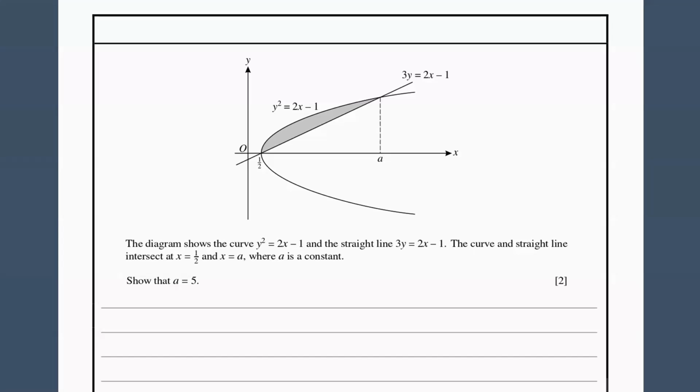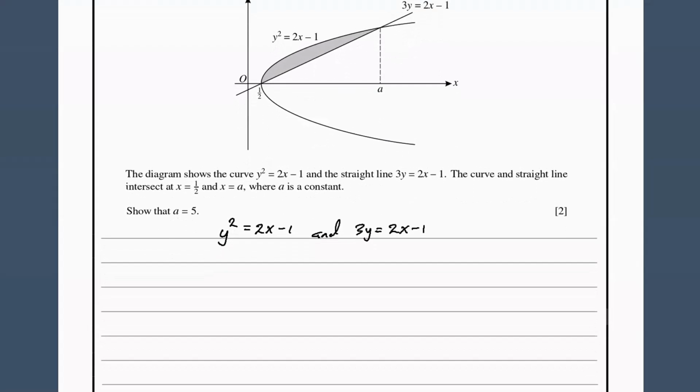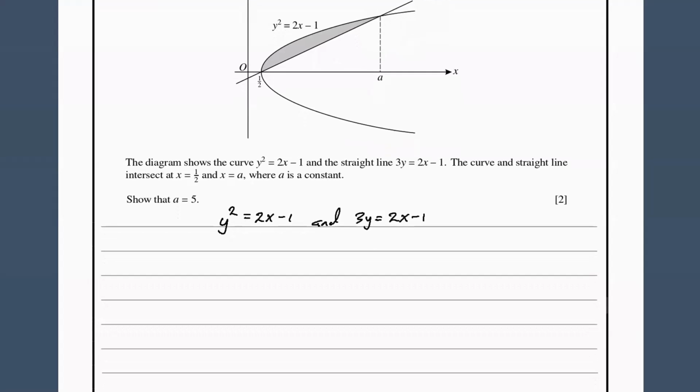All right. So we have two equations here. y squared is equal to 2x minus 1 and 3y is equal to 2x minus 1. So in order for us to find what they want us to find, we have to solve these two equations simultaneously. And the best way to do it is through substitution, okay?